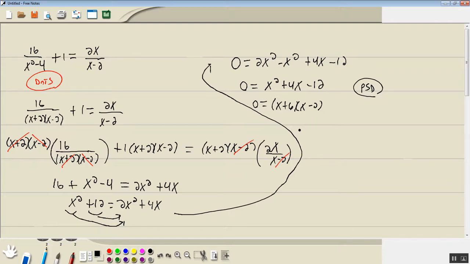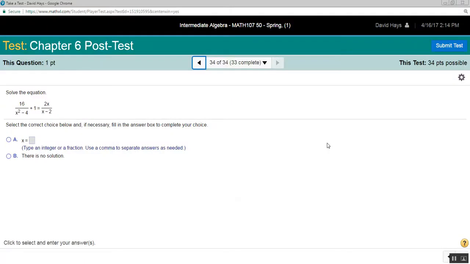Now, set each one of those equal to 0. So we got x plus 6 equal to 0 and x minus 2 equal to 0. And we got x equals negative 6 and x equals positive 2. Except the x equals positive 2 causes the denominator to equal 0. 2 minus 2 is 0. So our only answer is x equals negative 6.